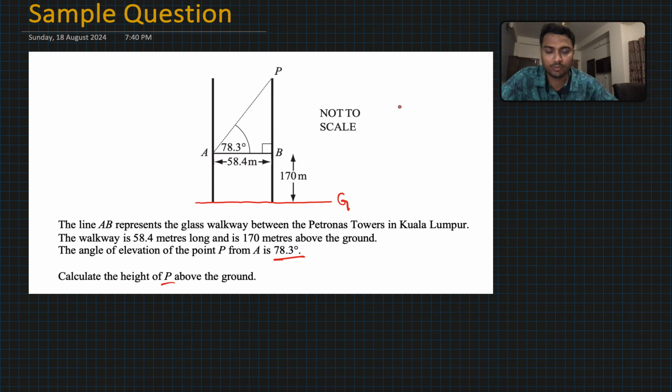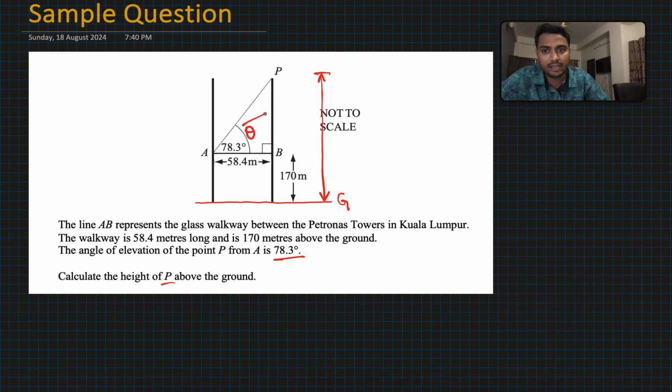So height of P above the ground, that means we have to find this height from here to here. But we have the height from the ground level till point B only. So using the trigonometric ratios, we can solve problems based on heights and distances like this. The distance AB is given to us, the reference angle or the angle of elevation from point A to point P is given to us as 78.3 degrees. So that is going to be our theta.